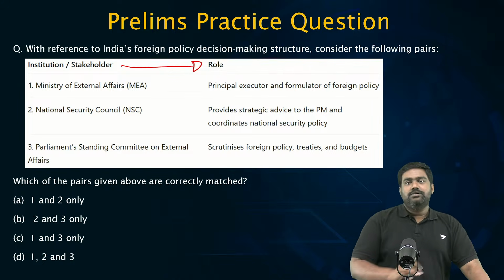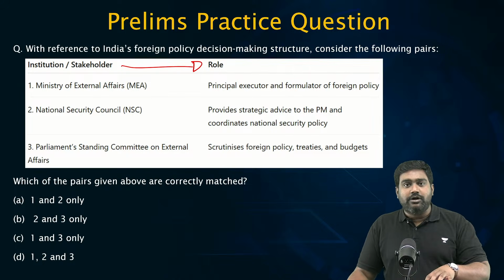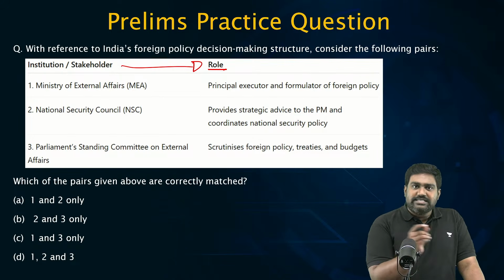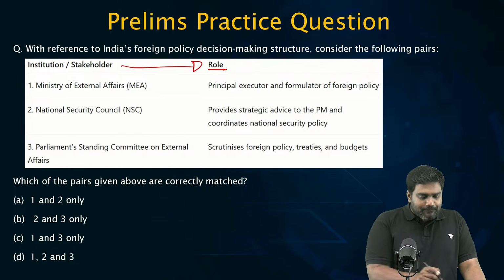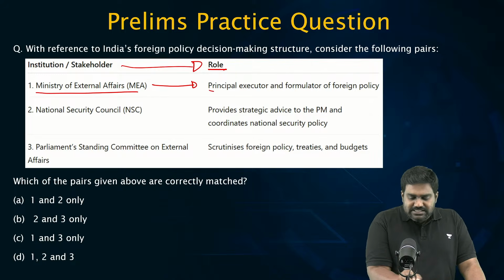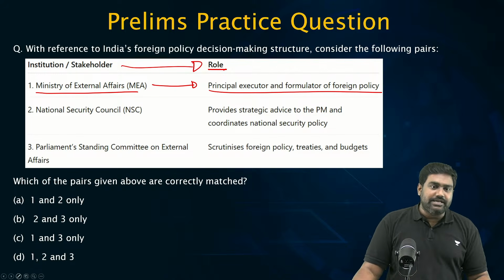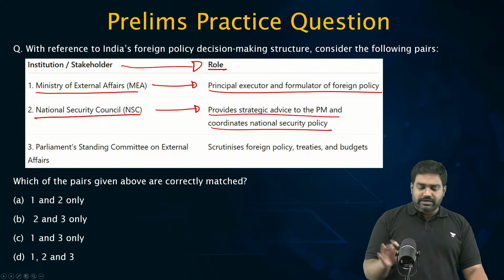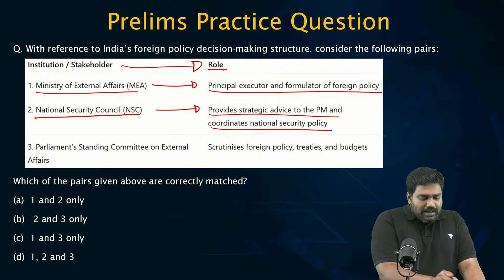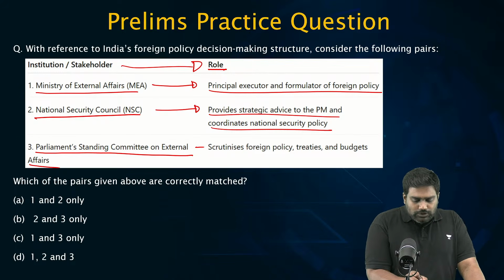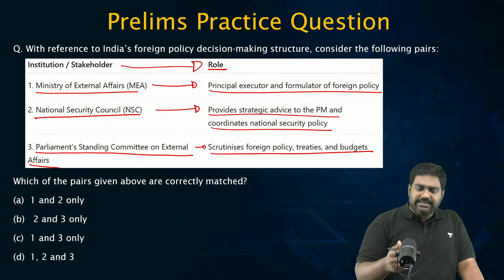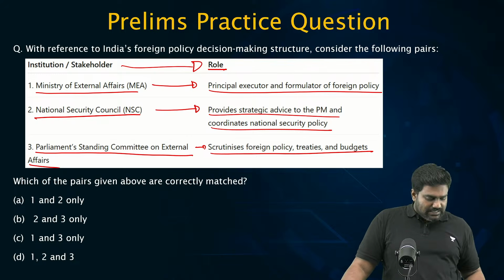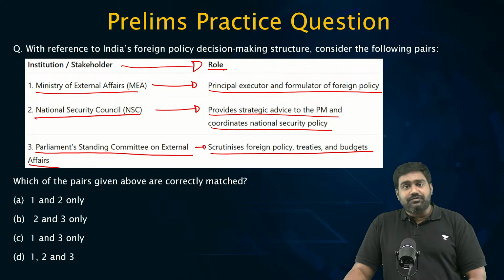On the left, we have the stakeholders listed when it comes to our foreign policy decision making. On the right, the role has been explained. So, is it a correct match? That is what you need to check. MEA matched with Principal Executor Formulator of Foreign Policy. National Security Council matched with Provides strategic advice to PM, coordinates national security policy. Parliament Standing Committee on External Affairs scrutinizes foreign policy, the treaties that India signs, and our foreign policy budget. What's the correct answer? How many of these pairs are correctly matched? Or rather, which of these pairs are correctly matched?